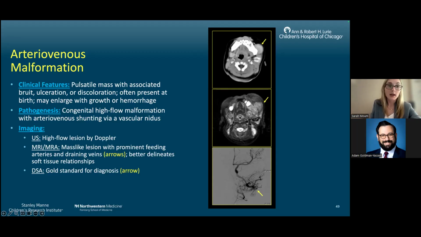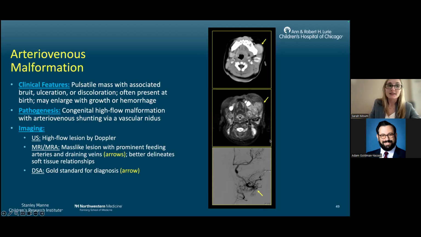MRI and MRA can give us a better characterization of the lesion as well. So it can look mass-like, but really take care to look for those prominent feeding arteries and draining veins that you would expect to see. In the example I'm showing here in the middle image, and I should say in the CT, you can see it as well, there's some prominent adjacent draining veins associated with the lesion to at least raise the possibility that this could be a vascular malformation.